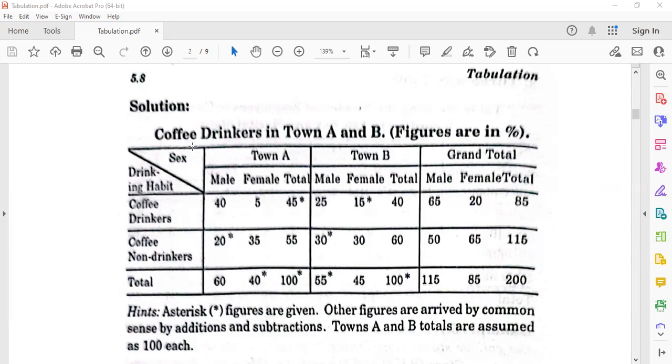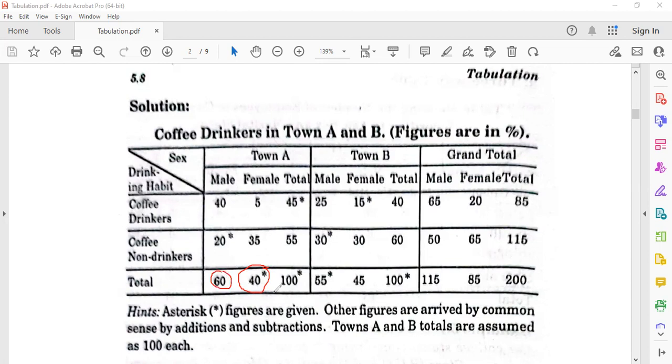Now let us see what data is given here. In town A, it is mentioned that the females were 40%. That means the overall percentage of females was 40%. Since females are 40%, when you subtract 100 minus 40, what you get is the male population. So that is how you get 60 and 40 here.